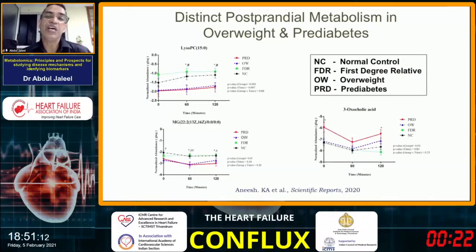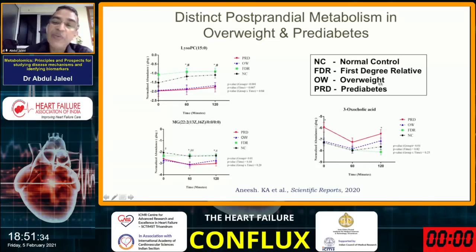One is we have found distinct postprandial metabolism in overweight and pre-diabetes people. All these people had no disease and were 18 to 20 years of age. We studied normal controls, first degree relatives of type 2 diabetes, and one group of overweight people, but they are not obese, and a positive control, which are type 2 diabetes.